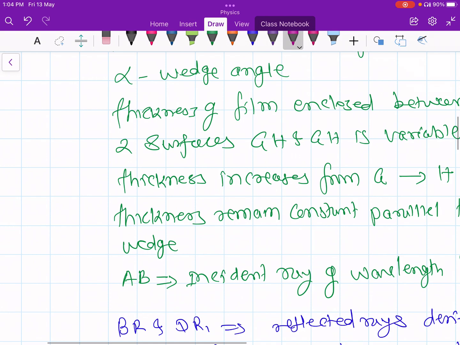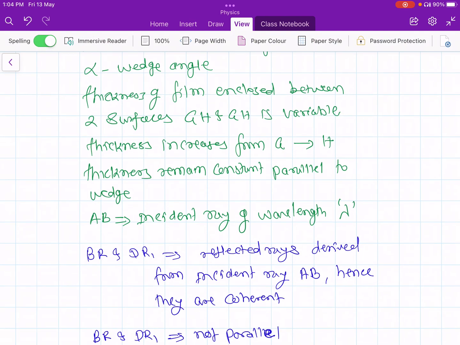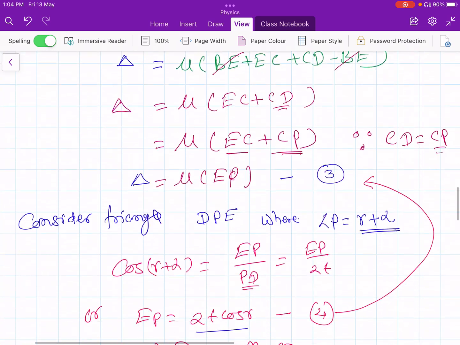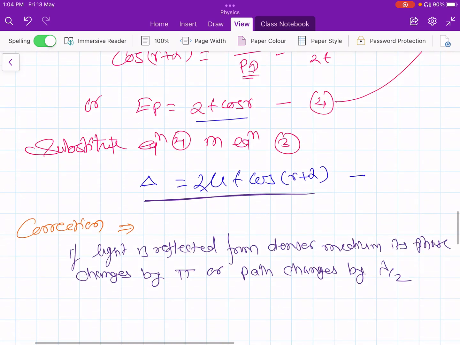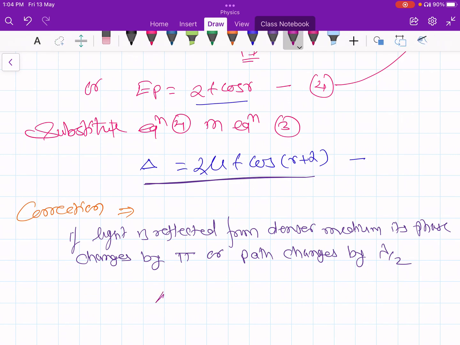So the path will change by lambda by 2. So in this equation, this delta is equal to twice mu t cos of r plus alpha. We have to subtract lambda by 2. And this is the final path difference.